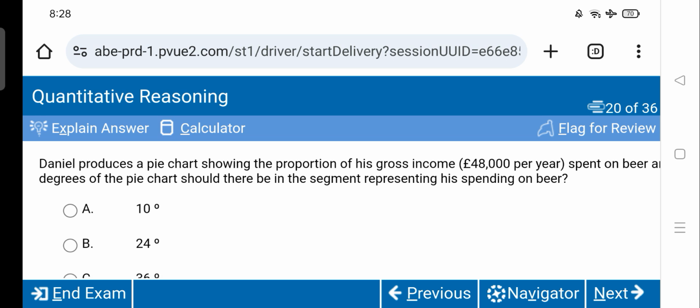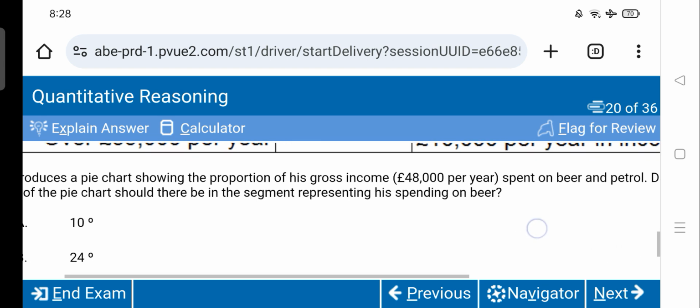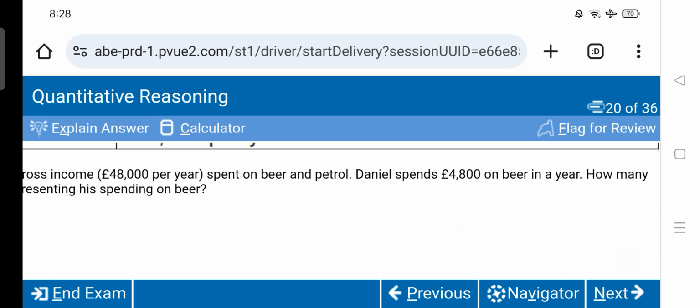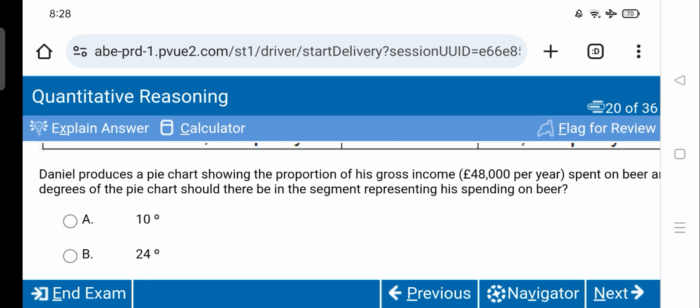Daniel produces a pie chart showing the proportion of his gross income, that is 48,000 pounds per year, spent on beer and petrol. Daniel spent 4,800 pounds on beer in a year. So how many degrees of the pie chart should there be in the segment representing his spending on beer?